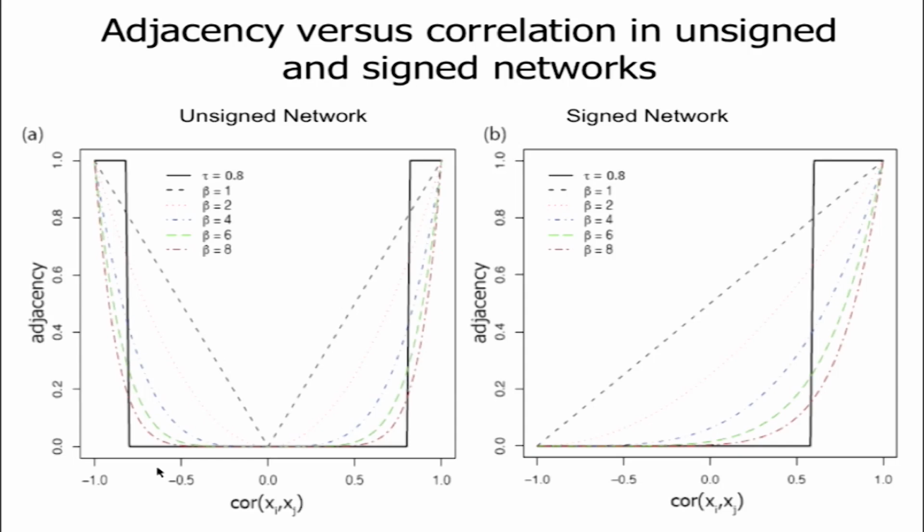Contrast that with the unsigned network on the left panel. What you see is you get these U-shaped curves. Why? Because a negative value gets the same adjacency as a positive value. The other thing you notice is the higher the power, the more emphasis is placed on high positive correlations, right? If you have a high power, then a correlation of, let's say, 0.1 or 0.2 gets pushed towards 0. Only very high positive correlations result in non-negligible adjacencies.